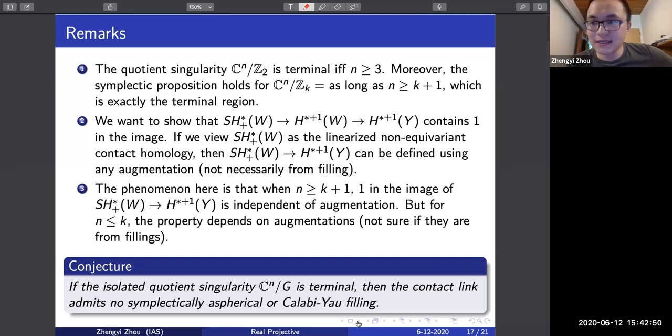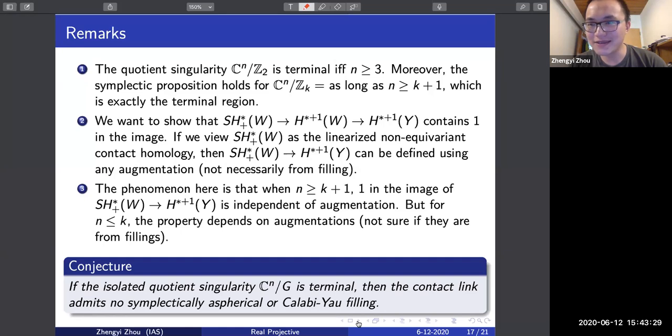So for this kind of singularity, one way to build a filling for the link of the singularity is to resolve the singularity. Of course, if you resolve the singularity, it's never symplectically spherical. And by the definition of terminal, basically, if you resolve the singularity, it's never going to be Calabi-Yau. So if you want to find counterexamples to the conjecture, you have to work very hard on the construction, I guess.